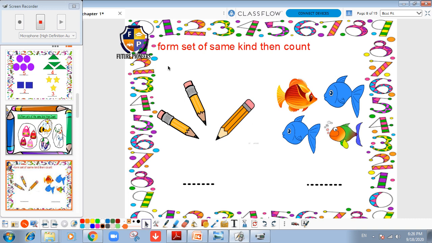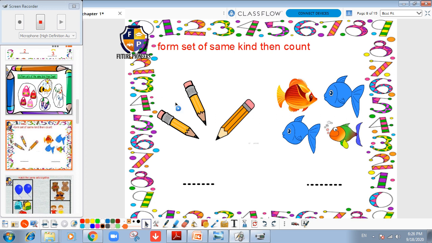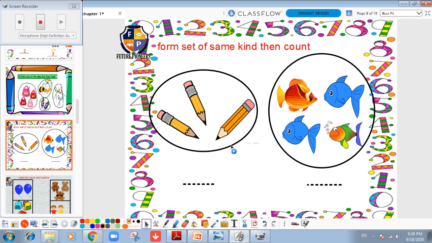Another example. Form sets of the same kind, then count. How many pencils here I have? I have 1, 2, 3 pencils and 4 fish. So I will put the pencils in one set because they are the same kind, and I will put the 4 fish in the same set because they are the same kind. How can I write number 3? Semicircle, another semicircle. How can I write number 4 in letters? F-O-U-R, 4.